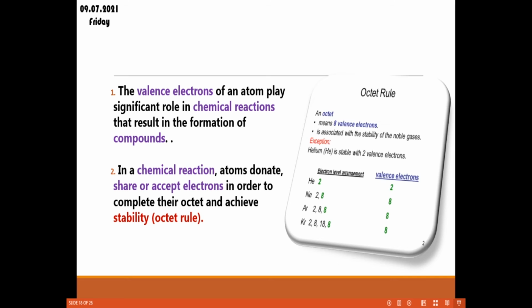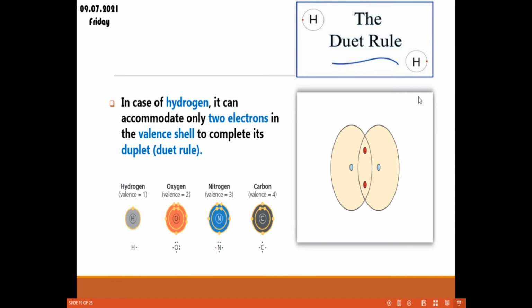So what is meant by the duet rule? Non-metals like hydrogen, oxygen, nitrogen and carbon follow the duet rule in some cases. Hydrogen can accommodate only 2 electrons in the valence shell to complete its duet. Oxygen has valency 2, nitrogen has valency 3, and carbon has valency 4.